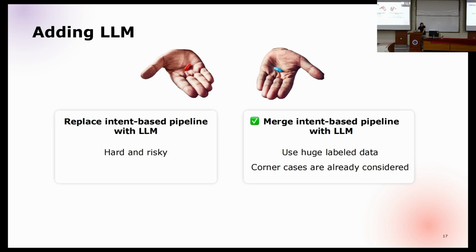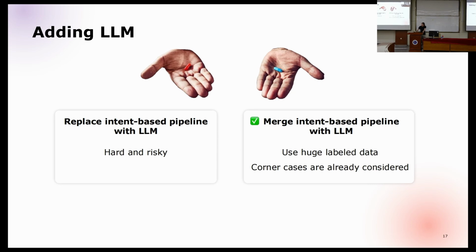So let's move to the core part of the talk, adding an LLM to the current classification pipeline. We have two options. The first option is to take the whole system that was developed over all these years, put it aside, and take a large language model and ask it to solve all client problems. Of course, this approach is very risky and hard in practice. We can lose client satisfaction and client trust immediately. So the most optimal path is the second one: to merge the current intent-based pipeline with an LLM. We can still use the huge labeled dataset we've collected all this time. All the corner cases are already considered in these scenarios, in these scripts, in this rule-based chatbot, so we keep them. But we can add some generative parts to make the client experience better.